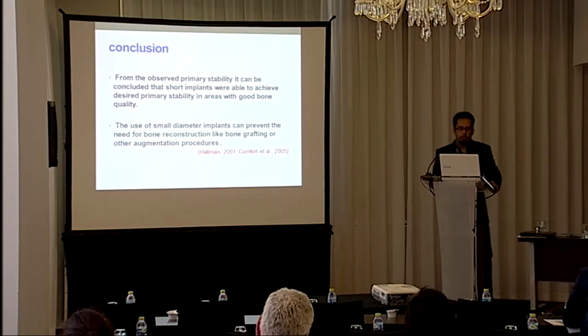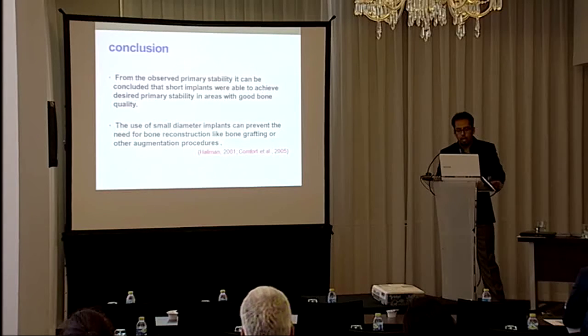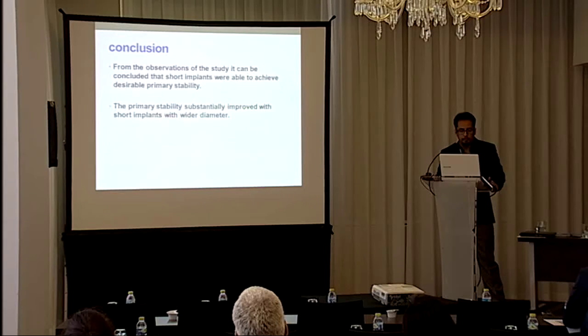So as a conclusion, from the observed primary stability, it can be concluded that short implants were able to achieve desired primary stability in areas with good bone quality. The use of small diameter implants can prevent the need for bone reconstruction, like bone grafting or other augmentation procedures. From the observations of the study, it can be concluded that short implants were able to achieve desired primary stability, and primary stability substantially improved with short implants with wider diameter.